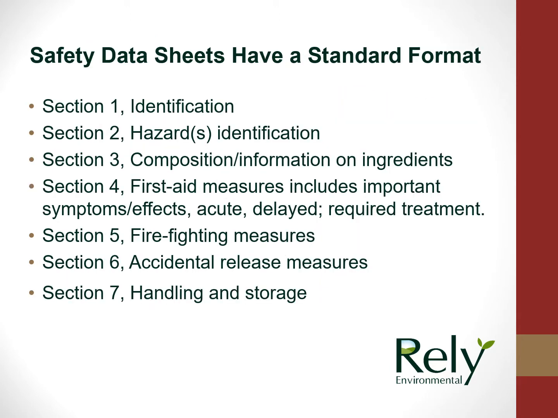SDSs, formerly known as MSDSs, have been standardized to include the following information in the following order for hazardous materials: identification in Section 1, hazard identification in Section 2, composition and information on ingredients in Section 3, first aid measures includes important symptoms and effects, acute, delayed, and required treatment in Section 4, firefighting measures in Section 5, accidental release measures in Section 6, and handling and storage in Section 7.